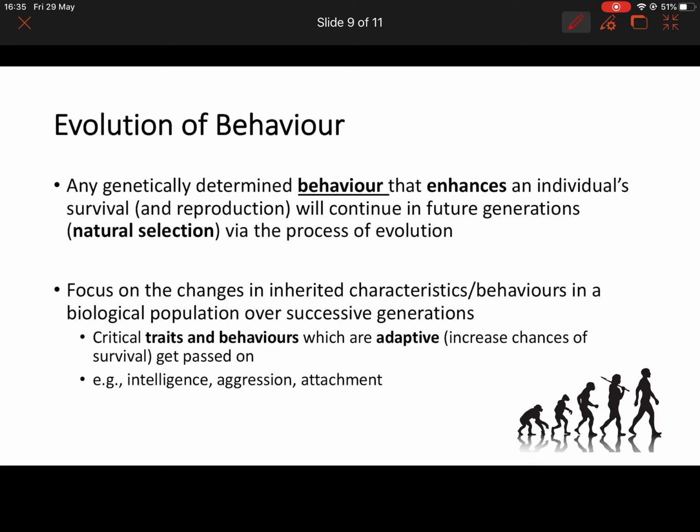And some examples of this we've looked at already in the course. Some examples include intelligence, aggression, attachment, stress, and even particular mental disorders may have an evolutionary adaptive advantage.